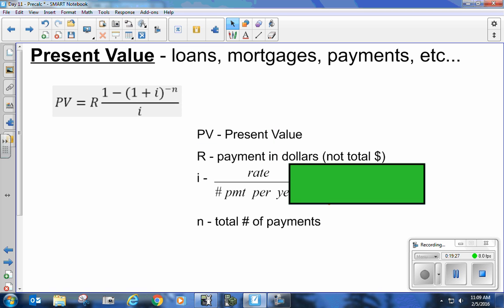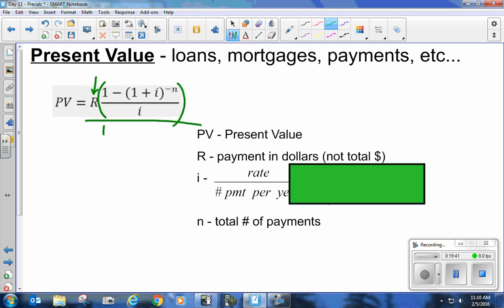If I am solving for R, how do I get R alone here? I'm technically multiplying all this times R, right? So if I want to get rid of it, I divide by 1 minus (1 plus I) to the negative n all over I. This is gone, but I do the same to one side. So R really equals this.